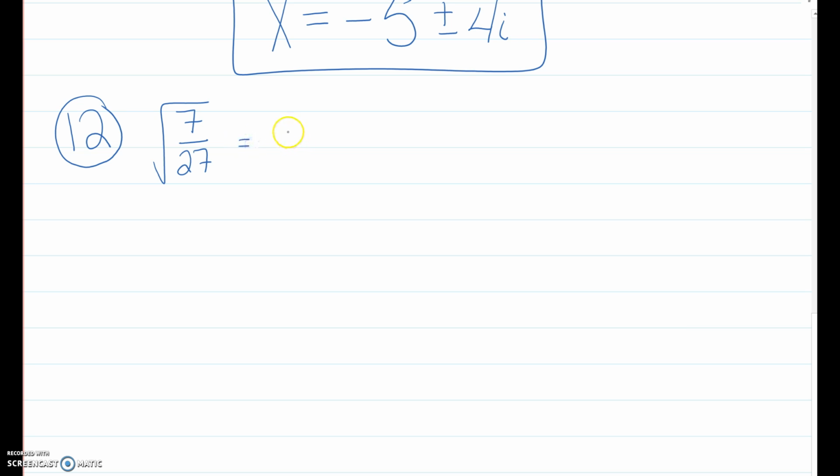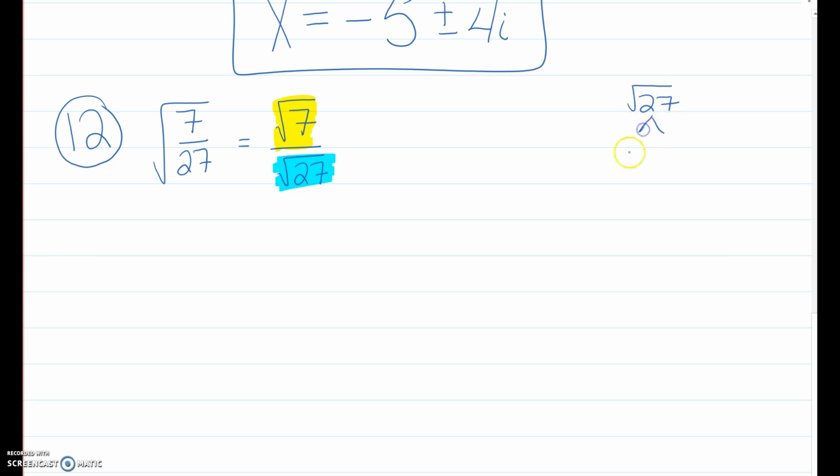You can split up radicals using division. So this is the square root of 7 over the square root of 27. The first thing that you should do is try to simplify all of the radicals that you see. So think about the square root of 7. Can we break 7 into a perfect square times something else? No, it's prime. So that one's good. How about the square root of 27?